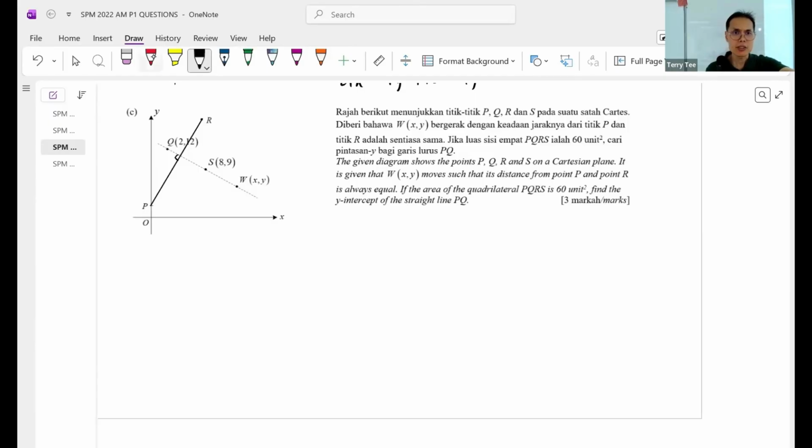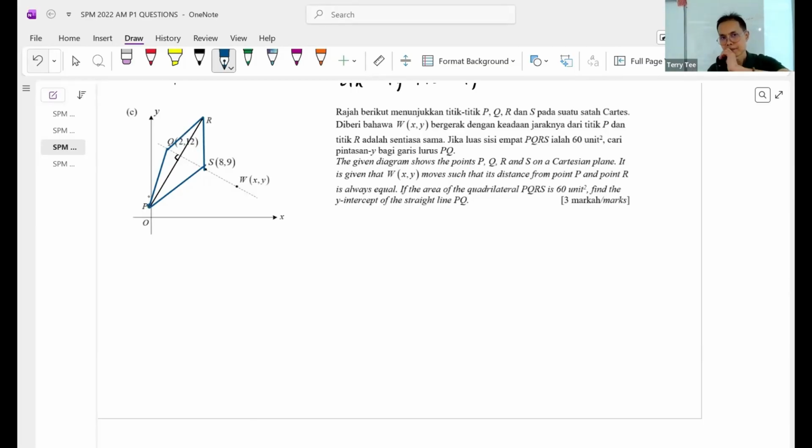Okay, where's PQRS? Let me just join them together. PQ, R, S. Okay, one more time. So this is a quadrilateral, right? They say the area of the quadrilateral is 60. Find the y-intercept of straight line PQ.